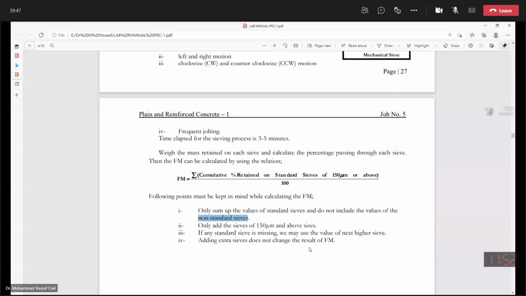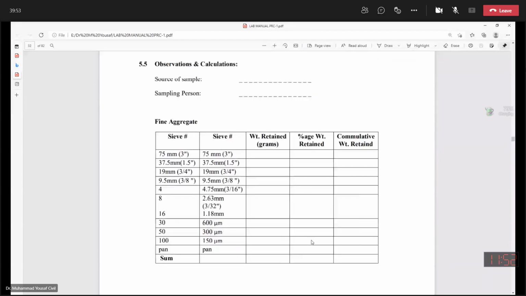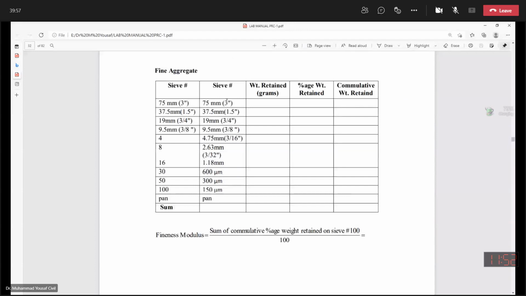As far as the calculations are concerned, this is for the fine aggregate. You can have the same set. You can see that this is pan, 100, 50, 30, 16, 8, and 4, and above. Even it is 3 by 8, 9.5 millimeter, 19 and 7 millimeter. All these will be arranged in the same way, and you will be putting the fine material.